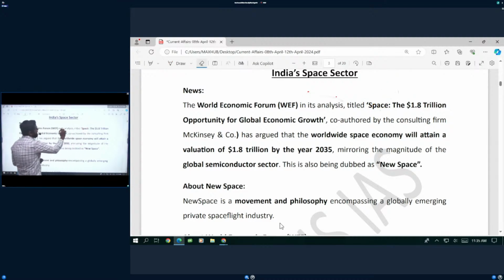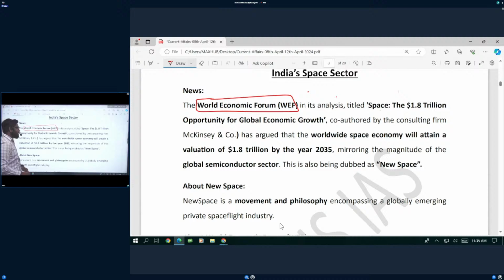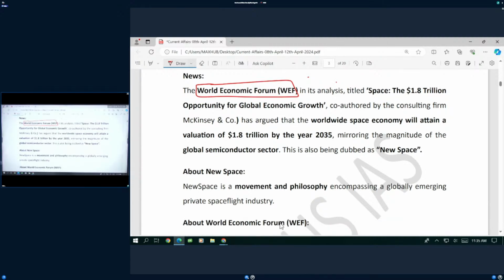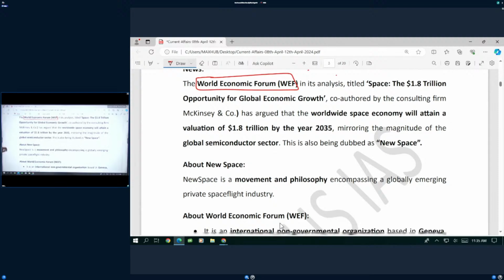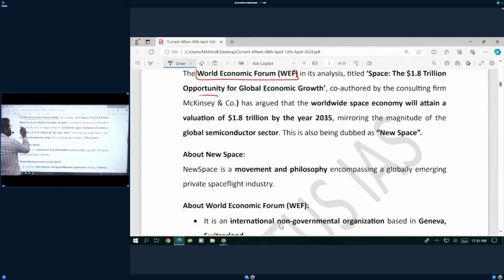Now let us discuss the main thing, why we are discussing this news. Recently, the World Economic Forum has published an analysis. The analysis was: space, the 1.8 trillion opportunity. The World Economic Forum has published a new study that space is a $1.8 trillion opportunity for global economic growth. It is co-authored by McKinsey and Co.